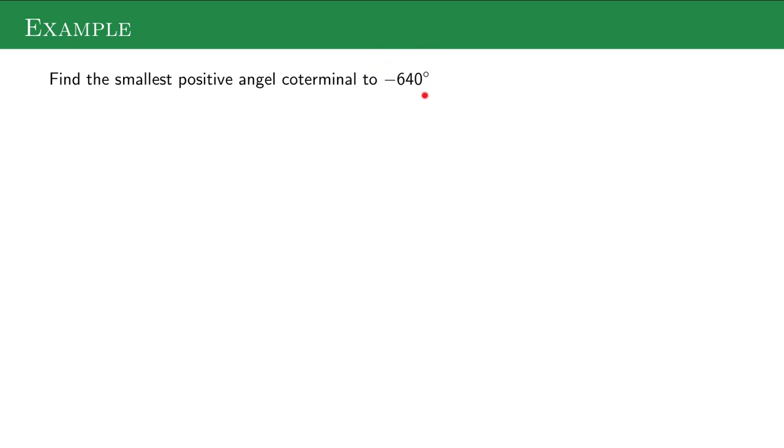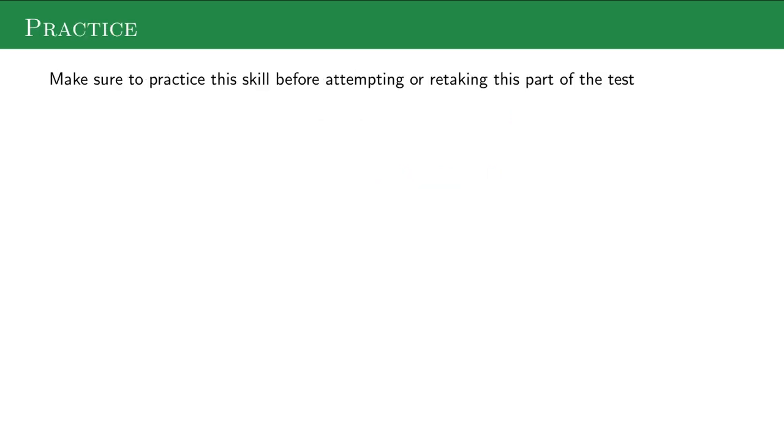All right, what about a negative angle? In this case, negative 640. Well, instead of subtracting 360, I'd just get a bigger negative. I want to add 360. So I can add or subtract 360; it just does this full circle in different directions. In this case, I add 360 to get negative 280. Still negative, so I add again and get positive 80. So positive 80 is my answer, and it's coterminal to negative 640. All right, so now you know how to find a coterminal angle in degrees.